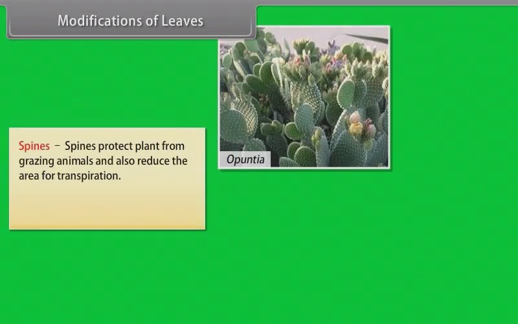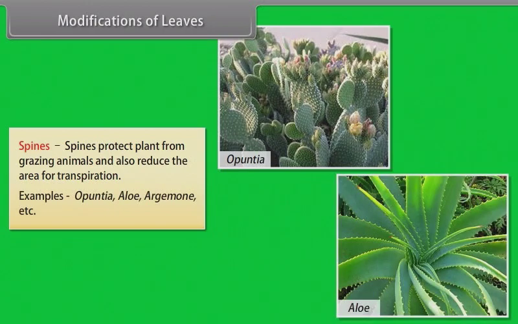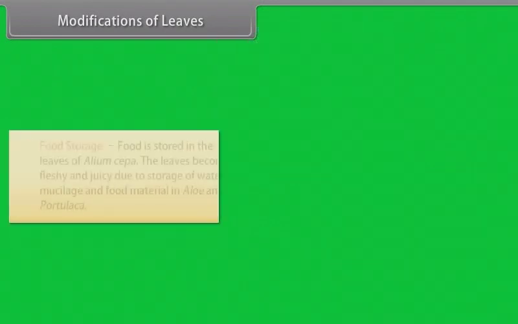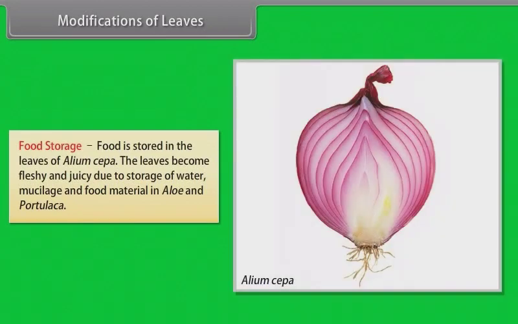Spines. Spines protect plants from grazing animals and also reduce the area of transpiration. Examples: Opuntia, Aloe, Argemone, etc. Food storage. Food is stored in the leaves of Allium cepa. The leaves become fleshy and juicy due to storage of water, mucilage, and food material in Aloe and Portulaca.